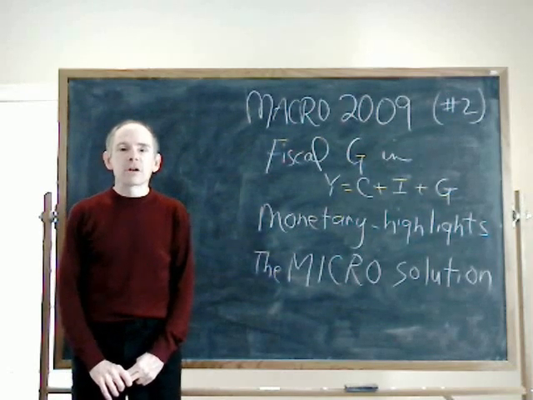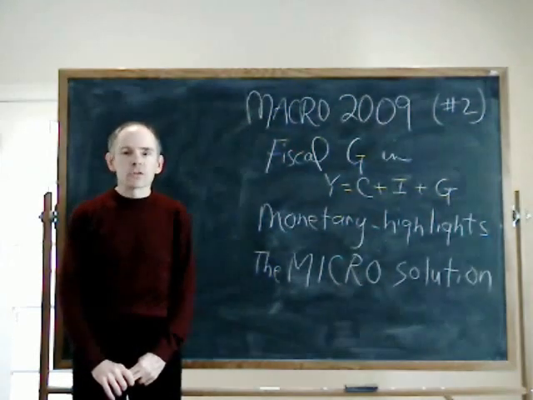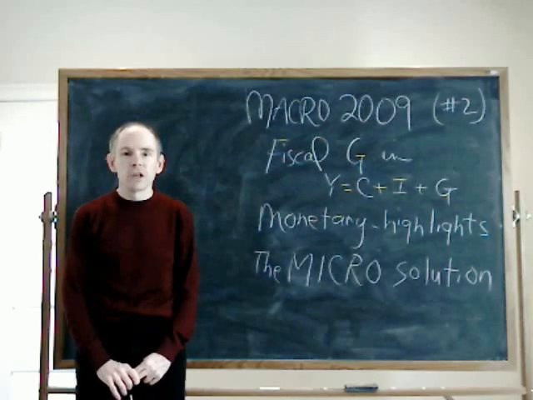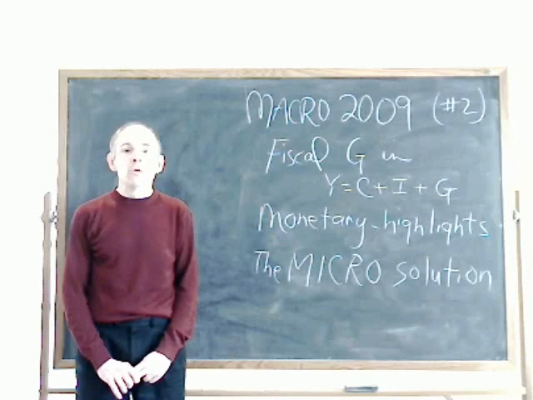I want to finish Macroeconomics 2009. This will be part 2 of 2. And I want to finish up fiscal policy. This time we'll talk about government spending. That's the big G in Y equals C plus I plus G. And then I'll do some highlights out of monetary policy. Way too extensive an area to do in great detail, but I'll try to hit some of the high points. And then I'll give you what I call the microeconomic solution, or the maximize utility solution.